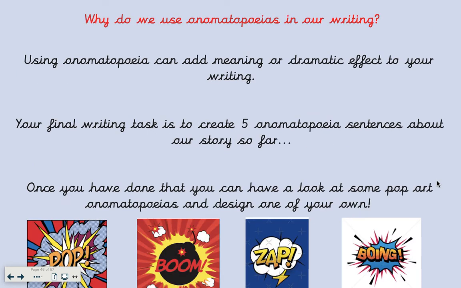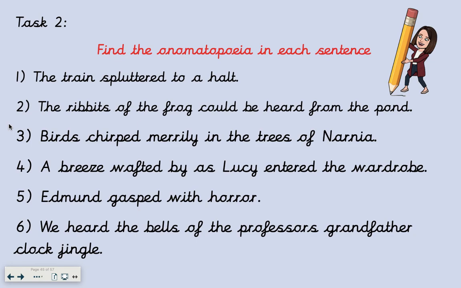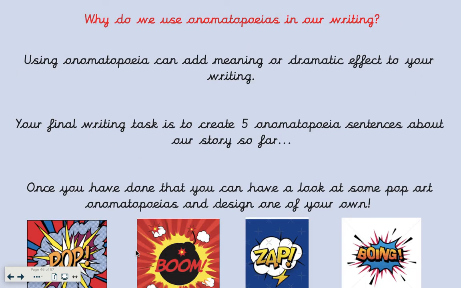And then finally, I think some of us will enjoy the last little task that we've got. So before you move on to designing onomatopoeias at the bottom, your final writing task here is to create 5 onomatopoeia sentences about our story so far. I've written, as you can see here, 4 easily used sentences with onomatopoeias about our story so far. So use those as a magpie to help you with your own sentences. But I want you to create 5 onomatopoeia sentences about our Narnia story so far. And as usual, the most creative ones will get the more dojos.